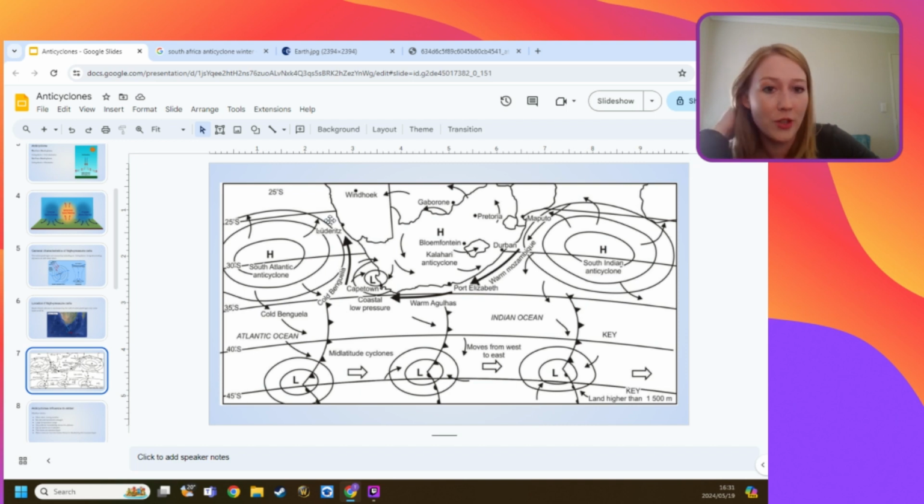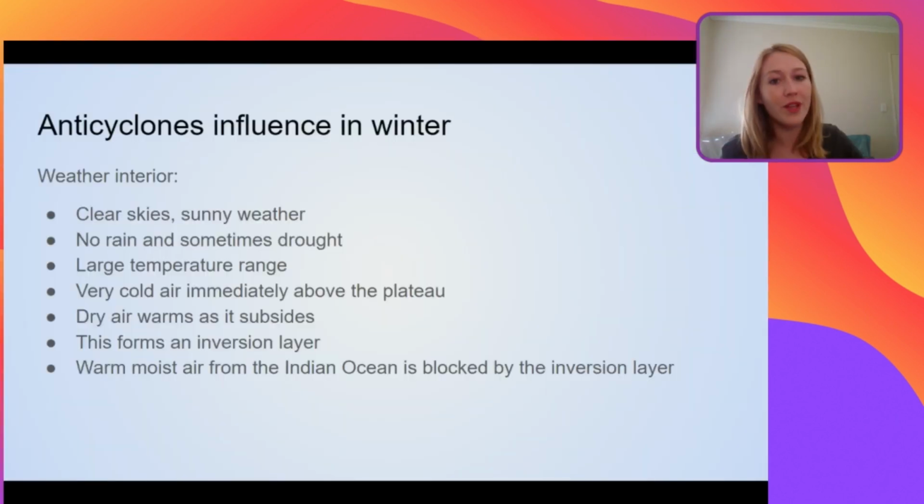That's one of the ways that you can notice these seasons on a synoptic weather map. In winter, it will be further north, further towards the coastline. In summer, it will be further down and actually have shifted away from the coastline. It gets further south. Okay, what this means for weather in South Africa.